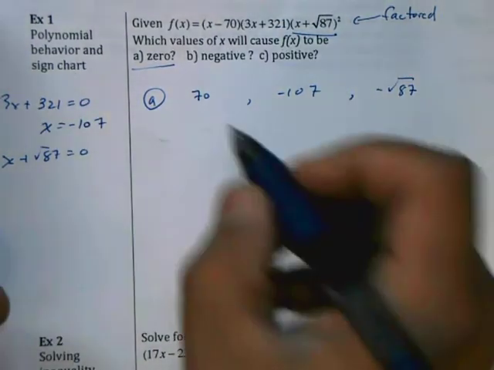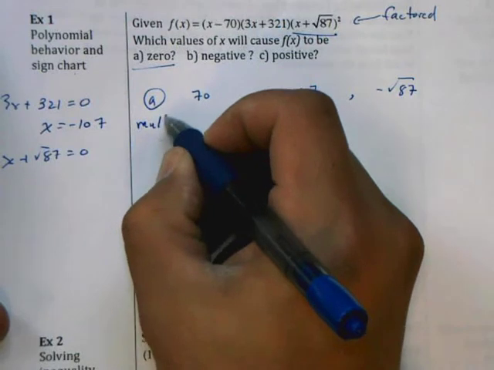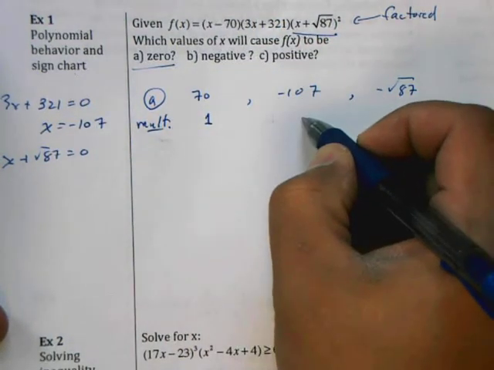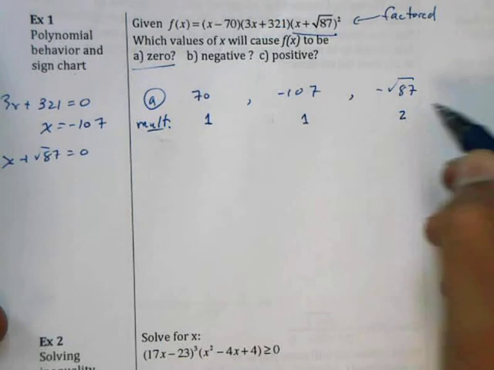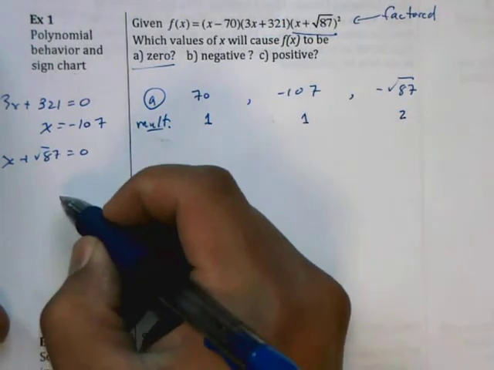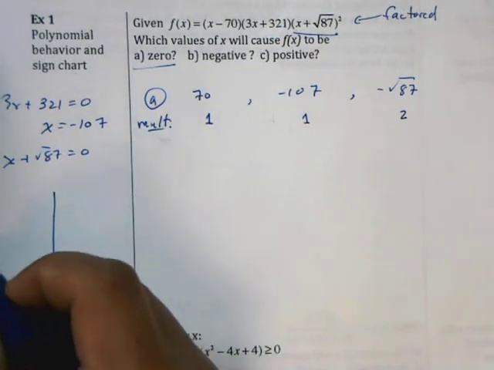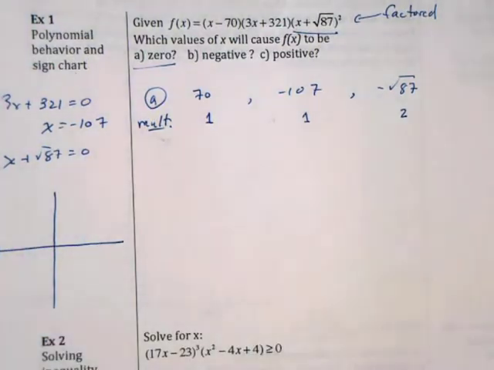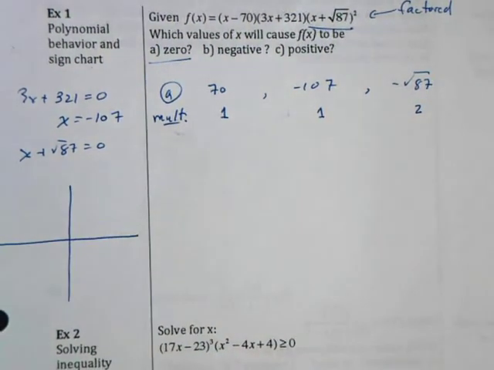Now, it's also going to be helpful if we get the multiplicity, even though it doesn't really ask for it. This is 1, this is 1, and this is 2. So we can sketch a graph, and in fact, a decent sketch is all we really need.